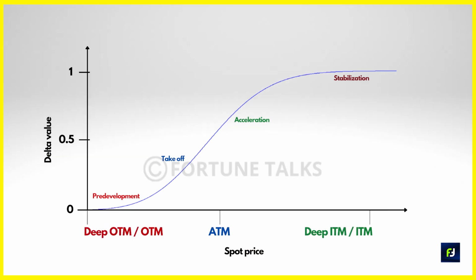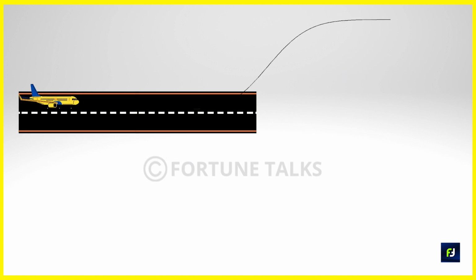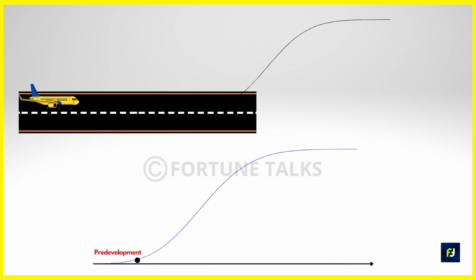Before we move ahead with the discussion, let me give you an example for making this easier. Think of this curve or graph as the different stages of a flight. Let me explain. At first, the aeroplane engine is turned on and it is on one side of the runway preparing for a takeoff. But as of now, there is no visible movement. This is similar to the pre-development phase of delta.